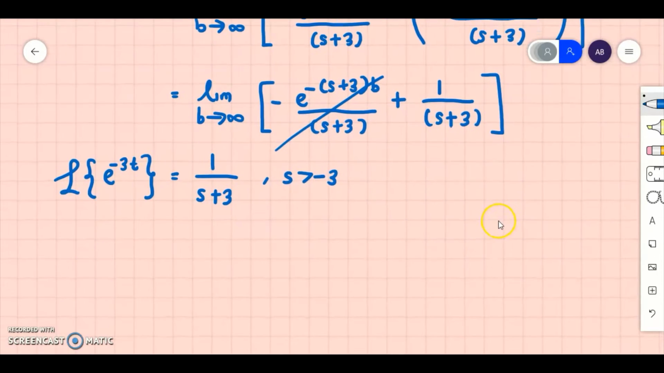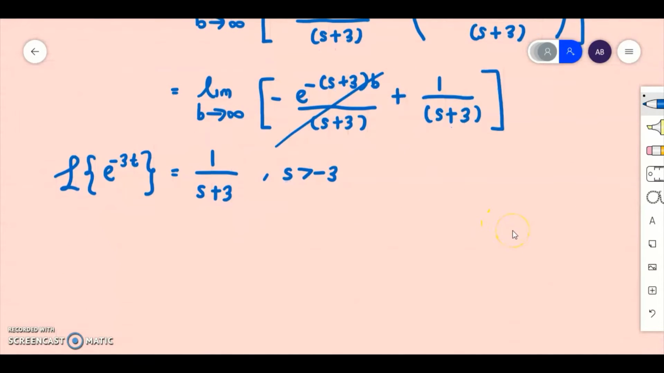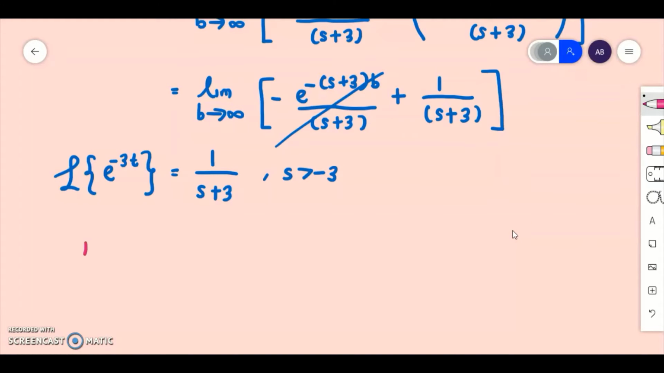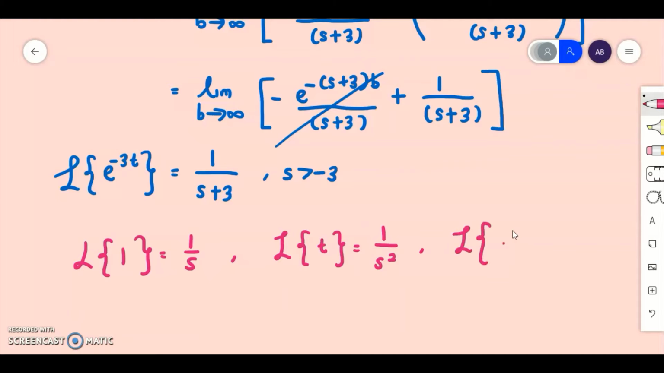So let me just summarize what we have obtained so far. I'm going to use purple this time. Okay, so we have obtained the Laplace of a constant 1 is 1 over s. We have obtained the Laplace of a variable t is 1 over s squared. And we have obtained the Laplace of exponent negative 3t is given by 1 over s plus 3.